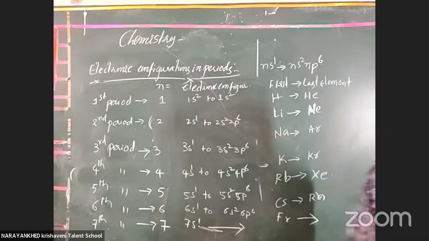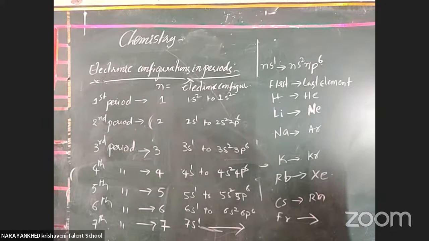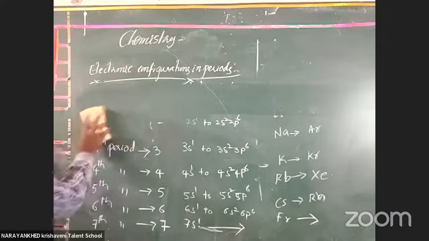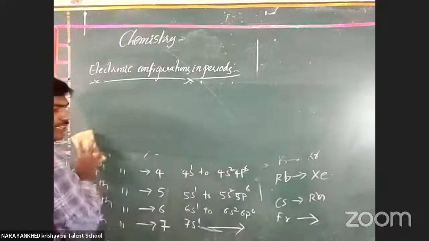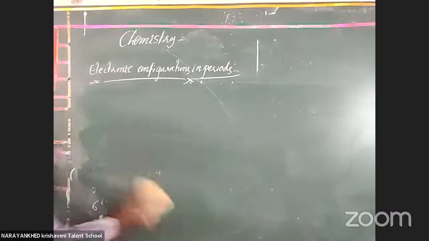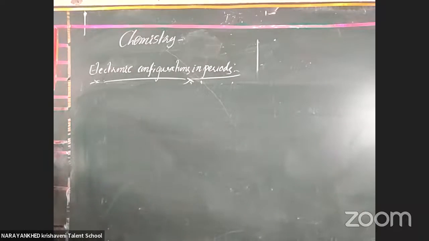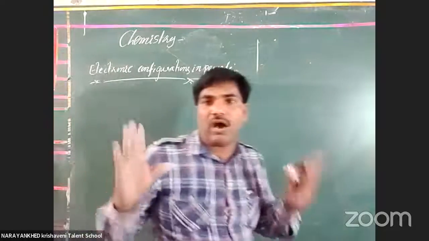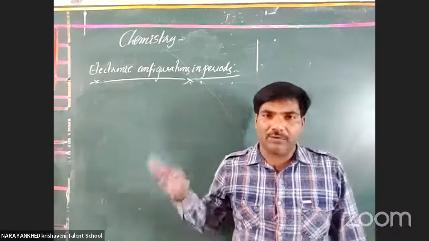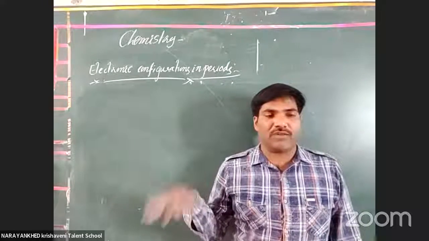This is the concept of our electronic configuration and the changes coming in our periods and groups. The next component is based on the filling of electrons in orbitals. We classified our elements into four classifications. We have four orbitals. What are those four orbitals? S orbital, P orbital, D orbital, F orbital.